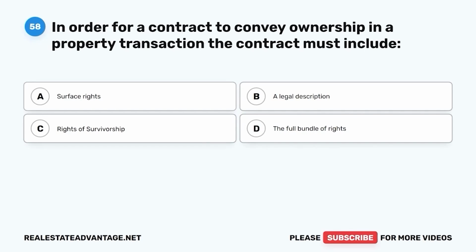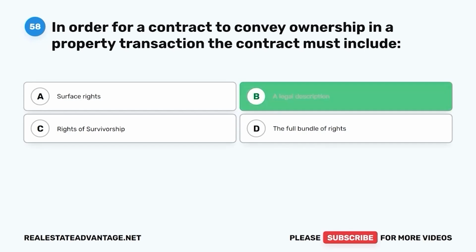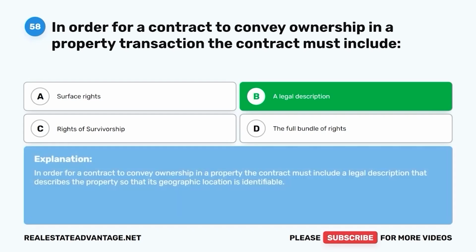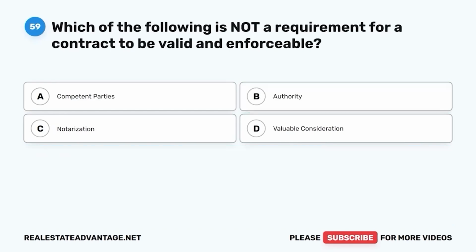In order for a contract to convey ownership in a property transaction, the contract must include A, surface rights, B, a legal description, C, rights of survivorship, D, the full bundle of rights. The correct answer is B, a legal description. In order for a contract to convey ownership in a property, the contract must include a legal description that describes the property so that its geographic location is identifiable.